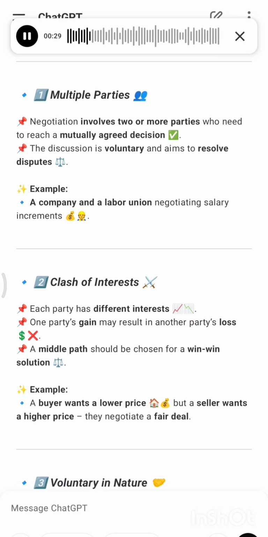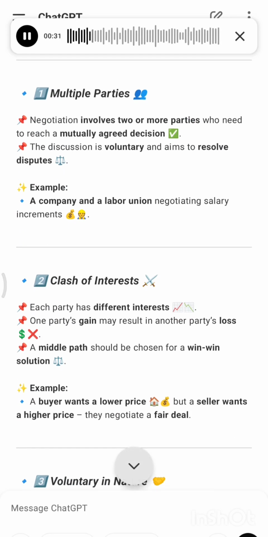2. Clash of interests. Each party has different interests. One party's gain may result in another party's loss. A middle path should be chosen for a win-win solution. Example: a buyer wants a lower price, but a seller wants a higher price. They negotiate a fair deal.